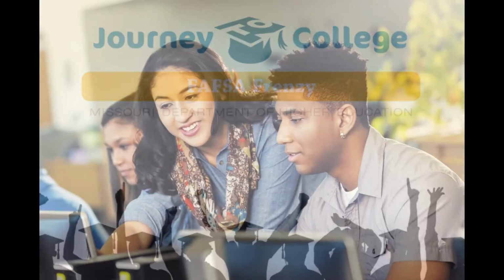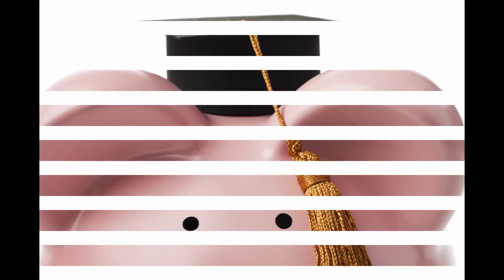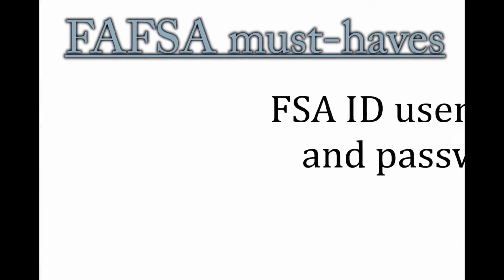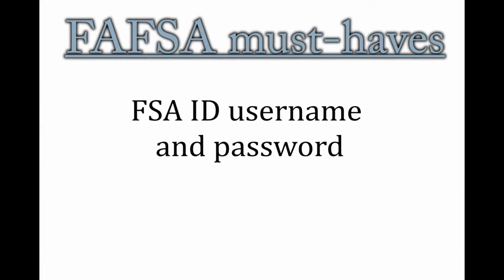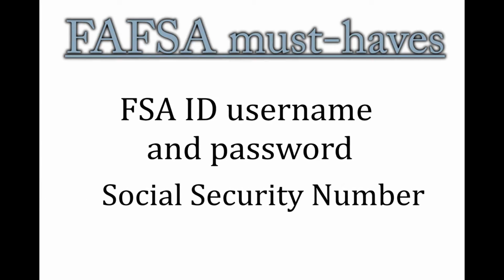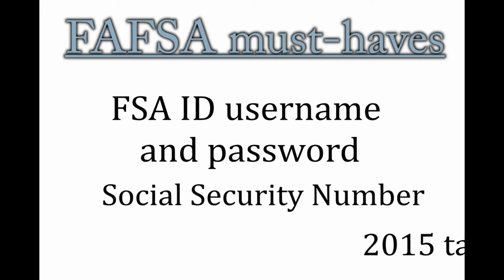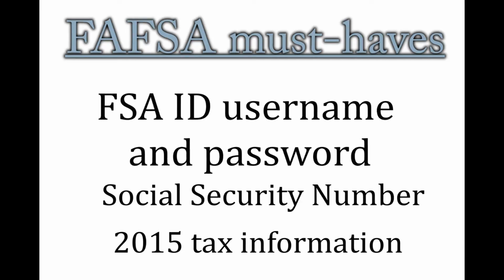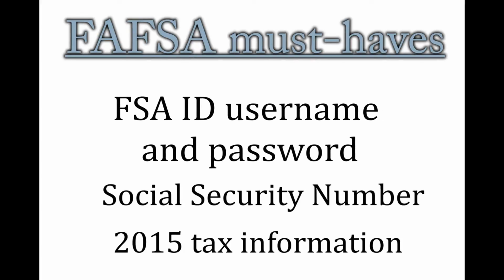As you know, completing the FAFSA is the first step to applying for most scholarships, grants, and student loans. Before you begin, it's important that you have the following information with you: your FSA ID, username and password, your social security number, and new for the 2017-2018 FAFSA, your 2015 tax information and records of money earned. If you do not have an FSA ID, you can set one up before you begin filling out the FAFSA today. Now let's get started.